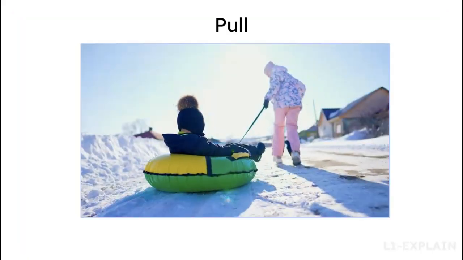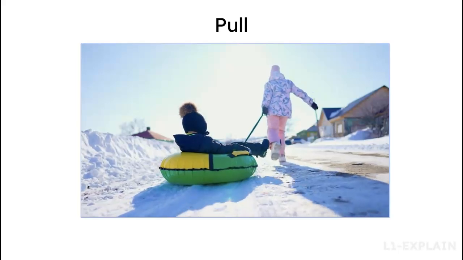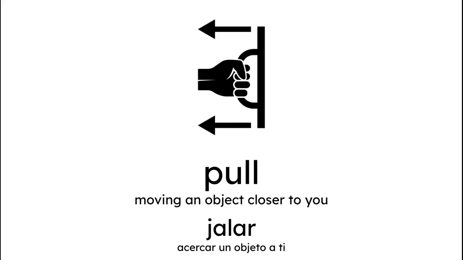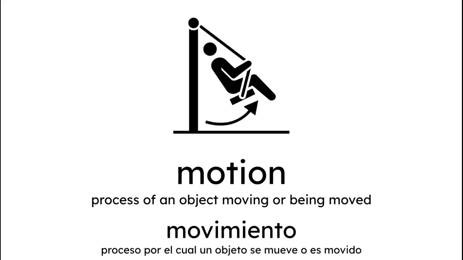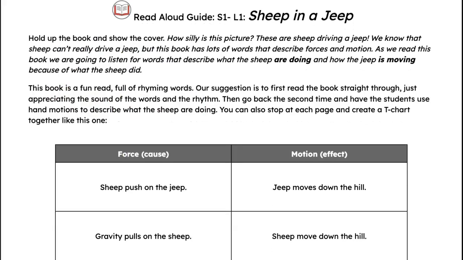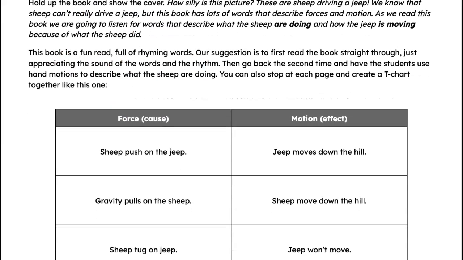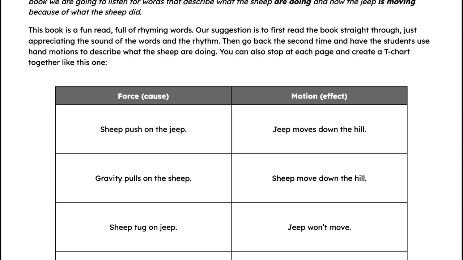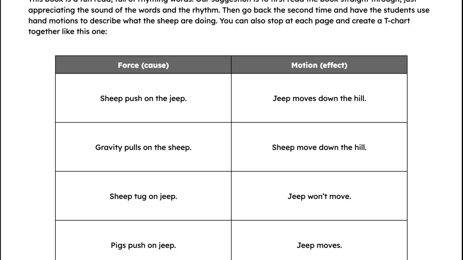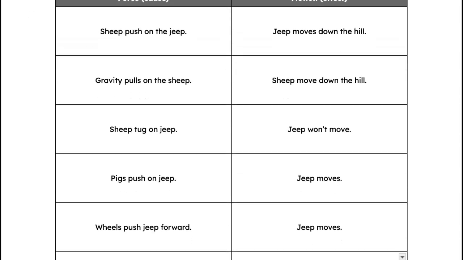During the discussion, you'll show some video clips showing pushes and pulls, and post the push, pull, force, and motion vocabulary cards. You'll also read Sheep in a Jeep. Be sure to use the Read Aloud guide to have students show hand signals for push and pull whenever they see a push or pull in the book in order to create a chart together.